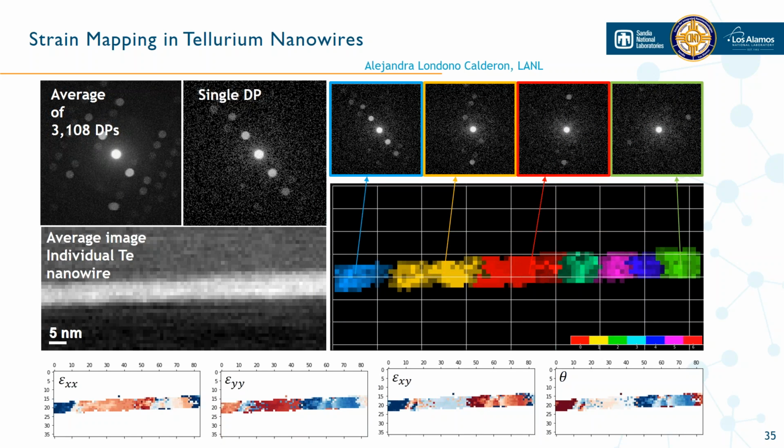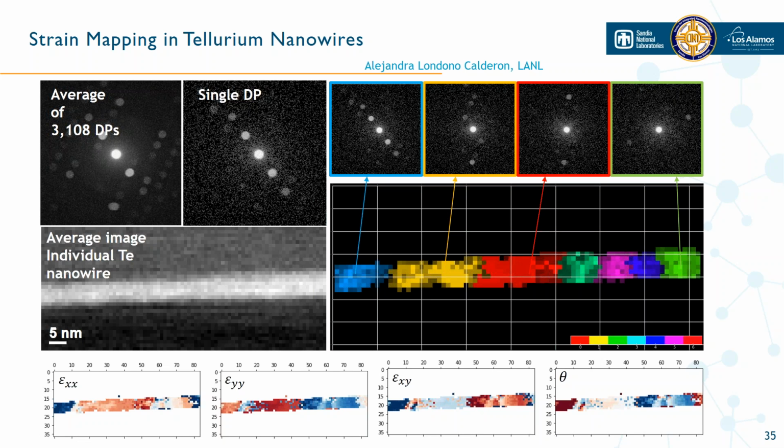The next two examples are 4D STEM maps, and this was of a tellurium nanowire, looking at using 4D STEM to map strain within an individual nanowire. You can see on the left side of the image that this nanowire is very small, less than 10 nanometers in diameter, but still they are able to very accurately measure the strain throughout that nanowire, which you can see on the right side there, looking at different sections that were subjected to different amounts of strain.